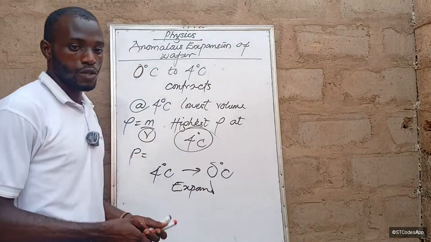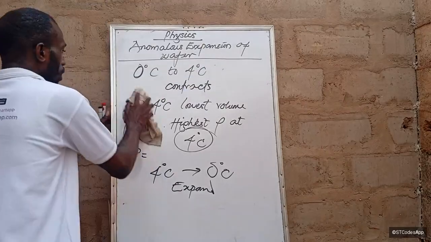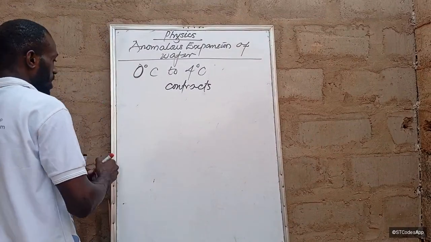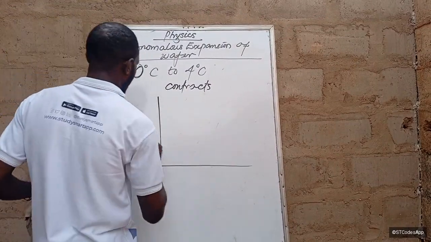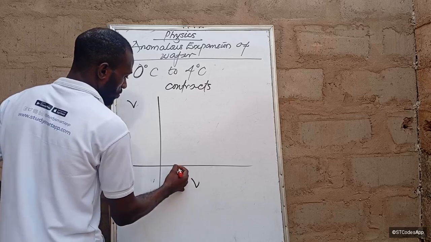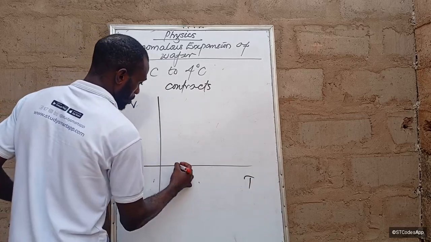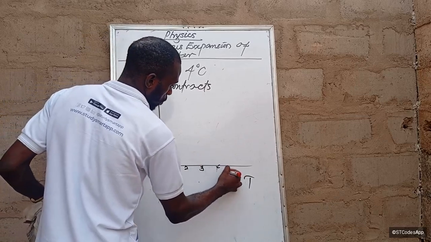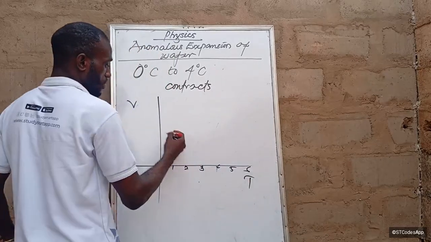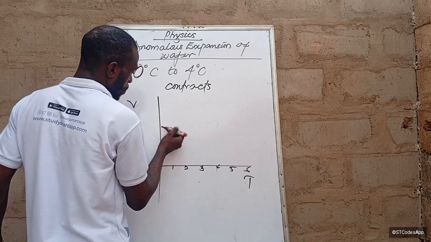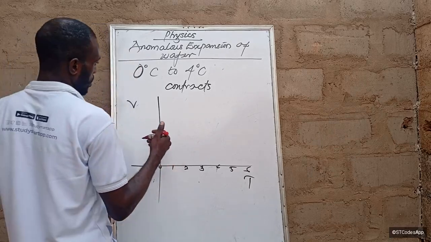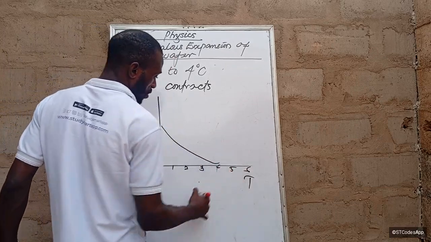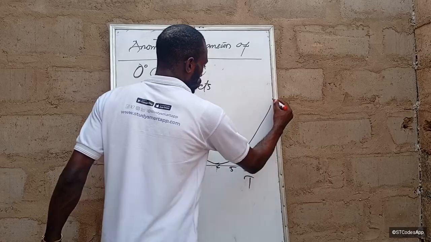Is that clear? So the graph of volume against temperature for water is going to look somewhat like this. If temperature is here 0, 1, 2, 3, 4, 5, 6, then when you heat it, it's going to contract, meaning that the volume will reduce up to 4 degrees Celsius, after which it will begin to increase.